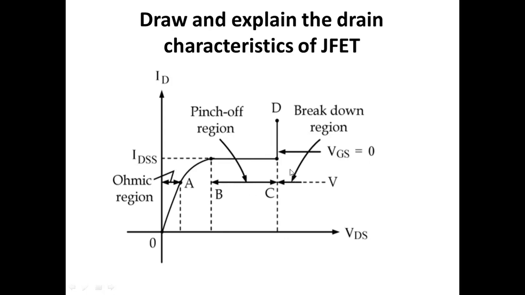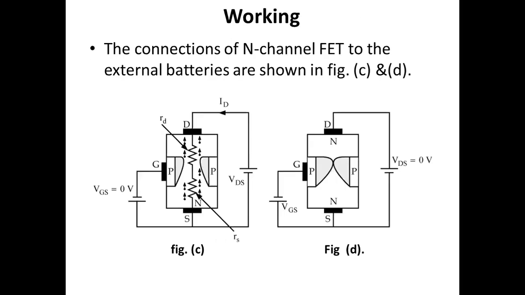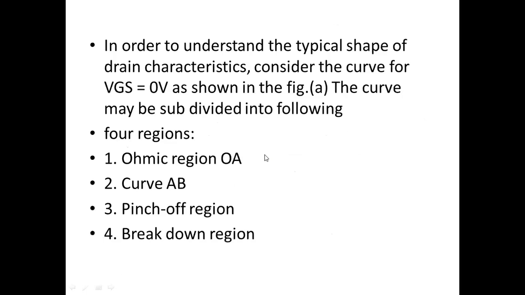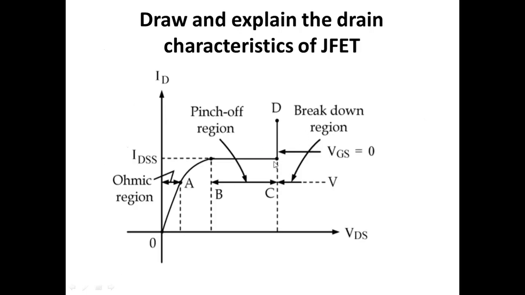Now the breakdown region. C to D is called the breakdown region. In this region, the drain current increases rapidly as the drain to source voltage increases. It is because of breakdown of the gate to source junction due to the avalanche effect. When the voltage reaches the breakdown voltage, avalanche breakdown occurs and a large number of charge carriers are released. These carriers participate in conduction, hence a high current flows through the field effect transistor.